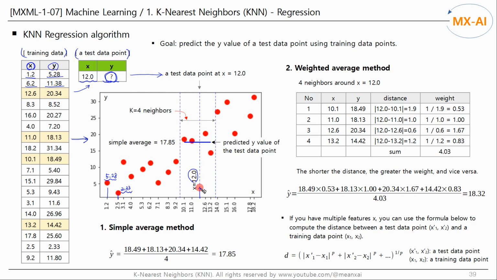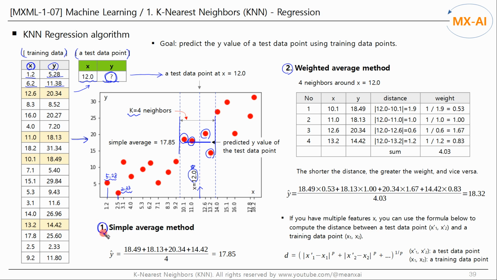To predict the y value of this test data point, we find the k nearest neighbors around this line. For example, if k is set to 4, these 4 training data points will be the nearest neighbors to the test data point. We use these 4 training data points to predict the y value of the test data point. There are 2 ways to predict the y, the simple average method and the weighted average method.